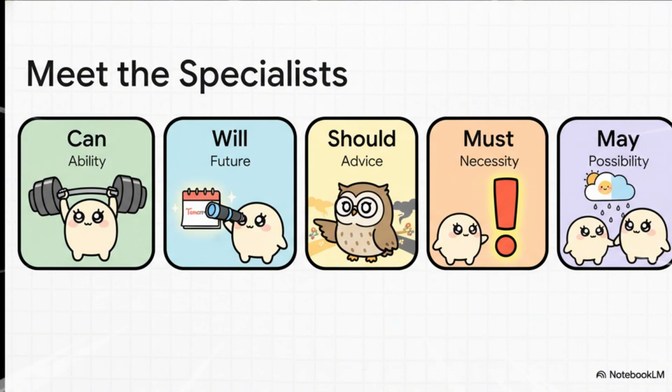Can is all about ability, what you're able to do. Will is for the future, obviously. Should is for giving advice. Must shows that something is necessary, and may expresses a possibility. See what's happening? They're not changing the action itself, they're changing the entire vibe of the sentence.